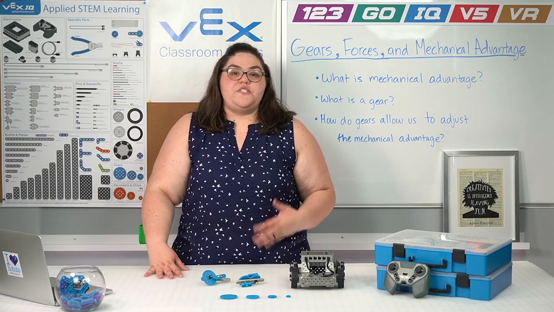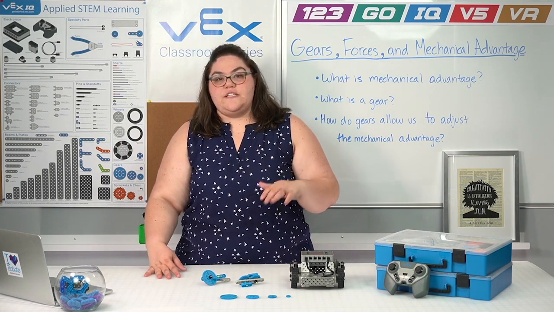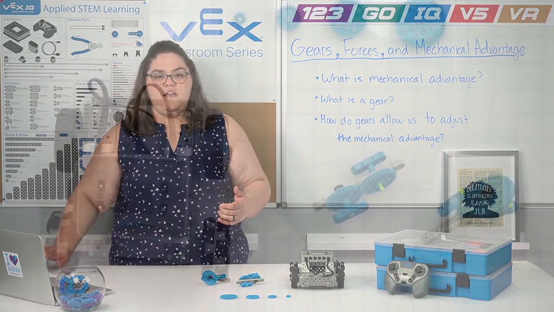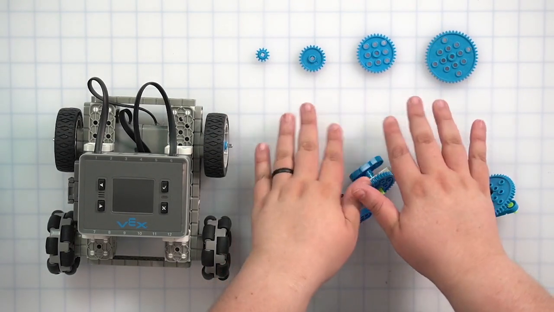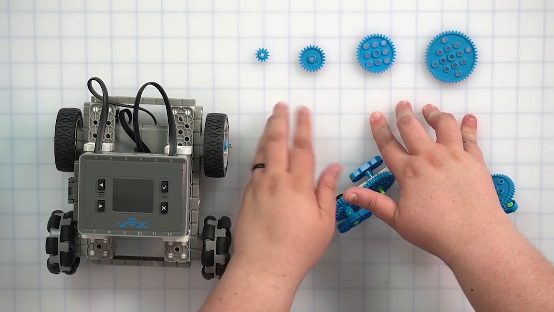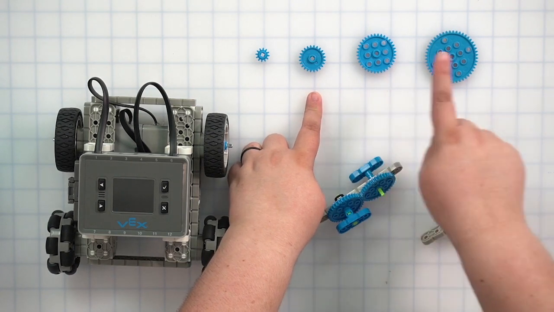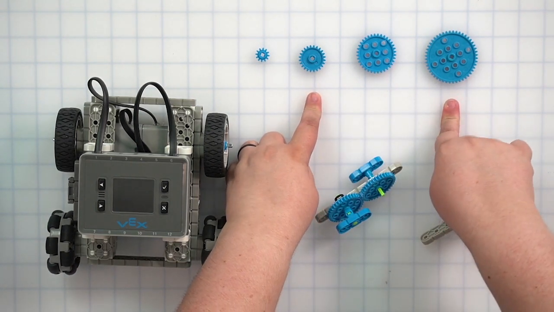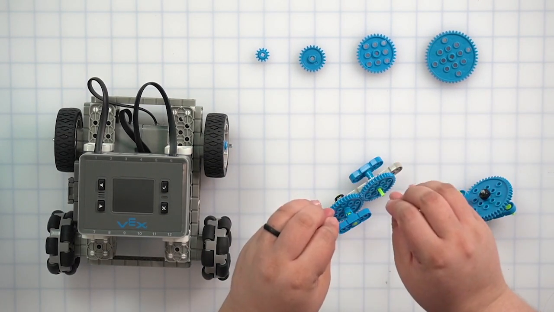Now, gears allow us to adjust the mechanical advantage. Gears are circular discs that have notches in them, known as teeth, that mesh together. So in the IQ kit, you have 4 gears that come as part of it: a 12-tooth, 24-tooth, 36-tooth, and 48-tooth. Gears are classified using the number of teeth on the gears.